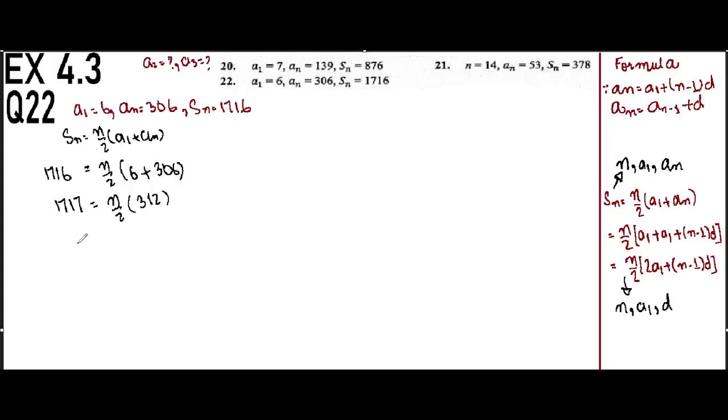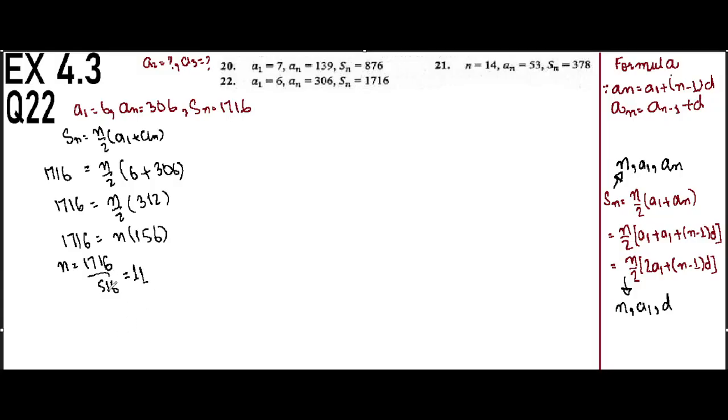Now we are going to cancel them. So 1716 is equals to n into 2 ones are 2, 2 5s are 10, 2 6s are 12. Now divide them. So n is equals to 1716 divided by 156. It is equals to 11.